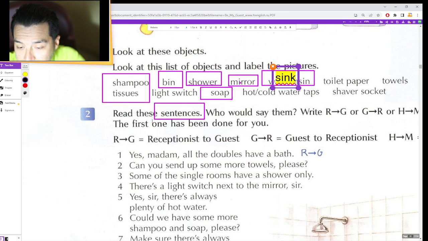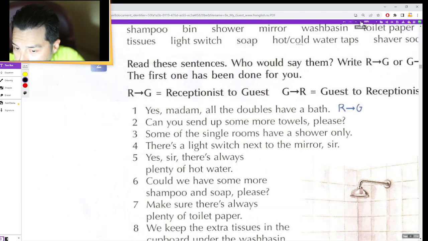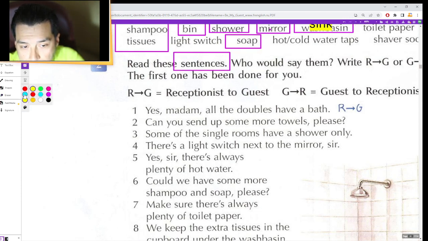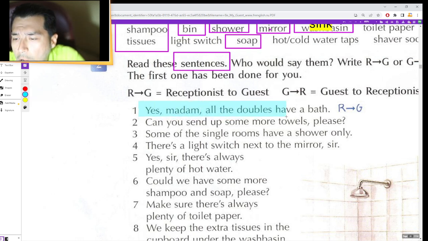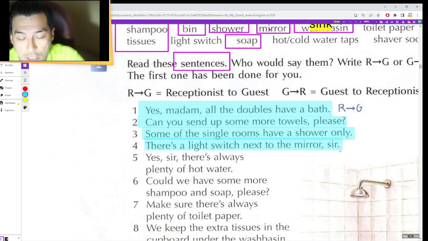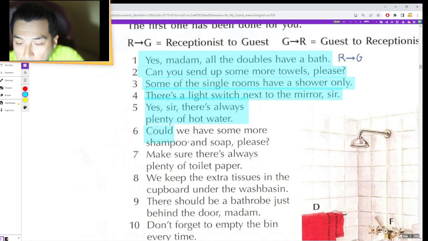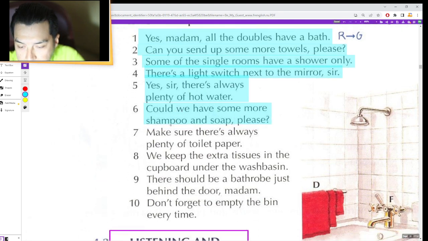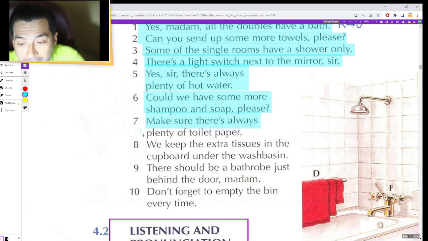Now look at these sentences. Yes, ma'am, all the doubles have a bath. Can you send up some more towels, please? Some of the single rooms have a shower only. There's a light switch next to the mirror, sir. Yes, sir, there's always plenty of hot water. Could we have some more shampoo and soap, please? Make sure there's always plenty of toilet paper. We keep the extra tissues in the cupboard under the sink.